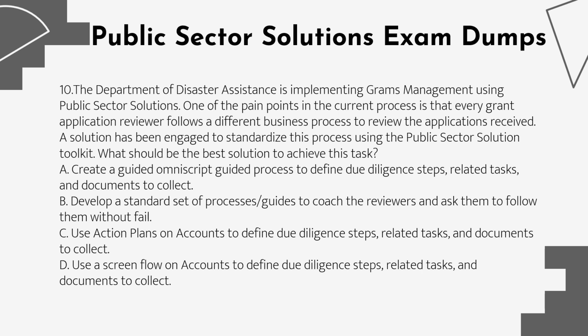A. Create a guided OmniScript process to define due diligence steps, related tasks, and documents to collect. B. Develop a standard set of processes and guides to coach the reviewers and ask them to follow them without fail. C. Use action plans on accounts to define due diligence steps, related tasks, and documents to collect. D. Use a screen flow on accounts to define due diligence steps, related tasks, and documents to collect.